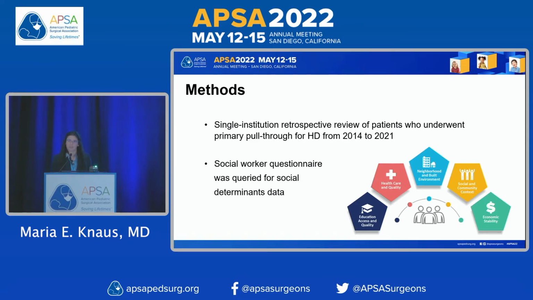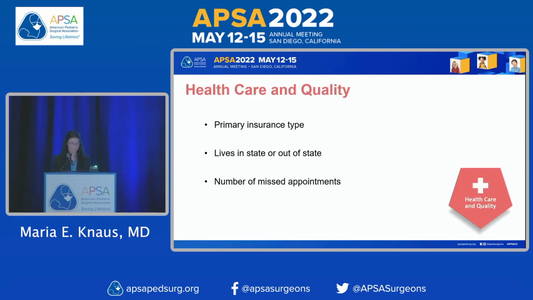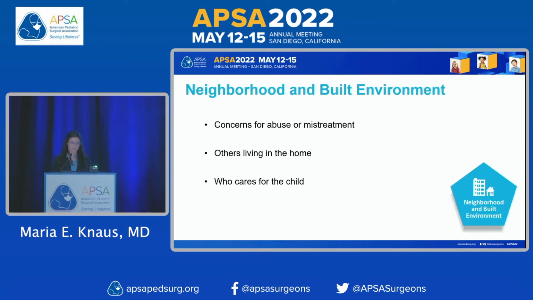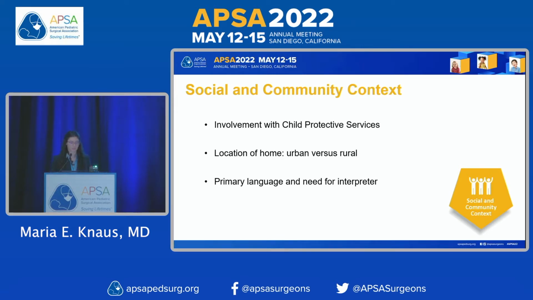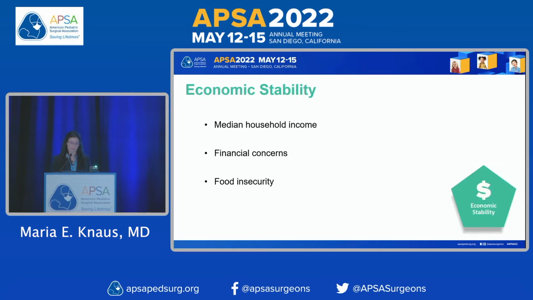A retrospective review of patients who underwent a primary transanal pull-through for Hirschsprung's at our institution was performed. All patients seen at our center undergo an extensive evaluation by social work, and the social worker questionnaire contains a variety of items of social determinants that we queried for use in our study. Examples of determinants that were analyzed include primary insurance type, proximity to the hospital, number of missed appointments, concerns for safety or abuse or mistreatment, who lives in the home, child care, involvement with child protective services, urbanicity, language, median household income, financial concerns, and food insecurity.